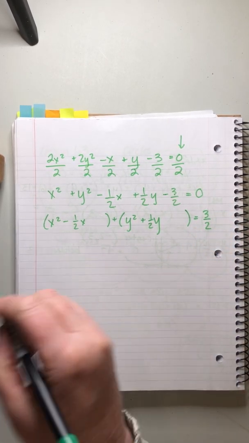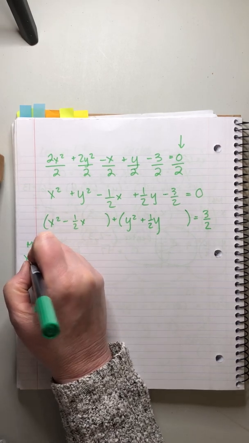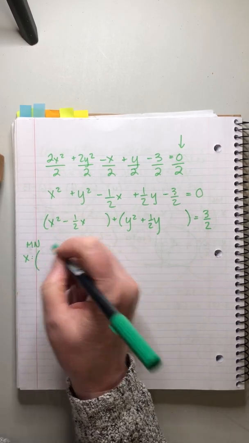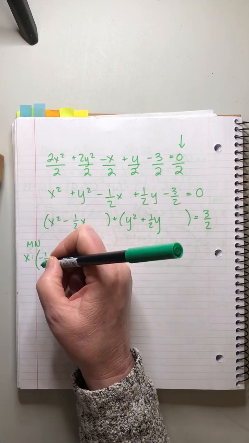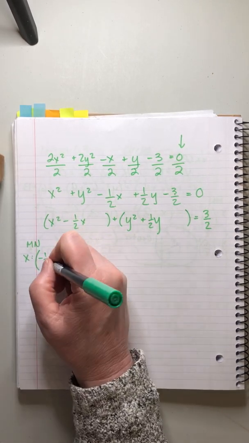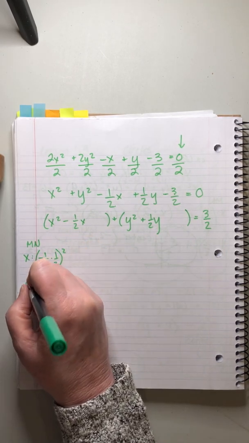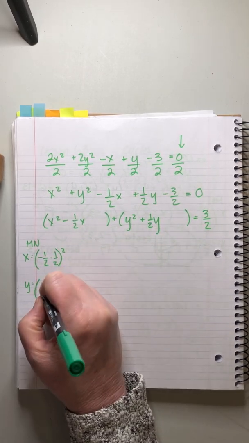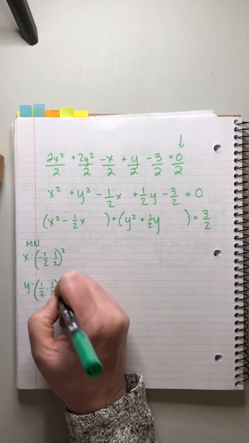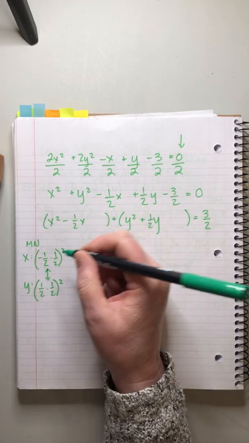Okay? Magic number calculation time. Remember that we can calculate the magic number by taking this b term, minus 1/2. We can divide it by 2, or we can multiply by 1/2. So when we have a fraction, it works better if we do it that way. And this is positive 1/2 times 1/2 squared. These are the numbers we're going to put in the binomial.